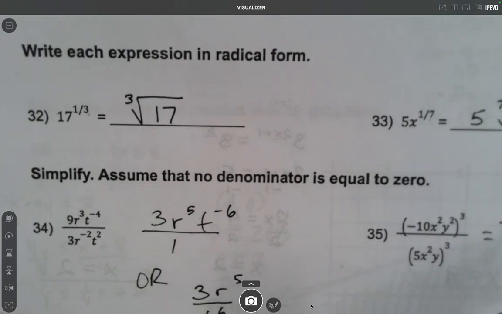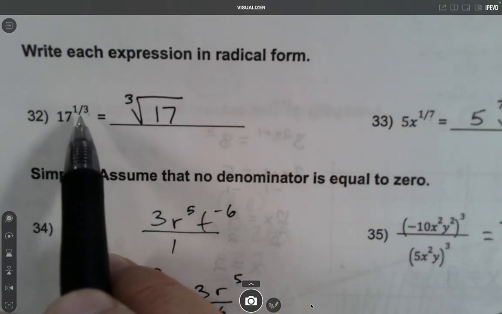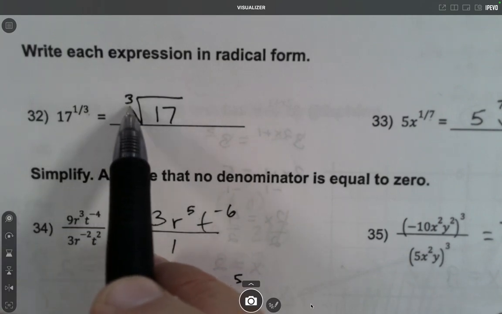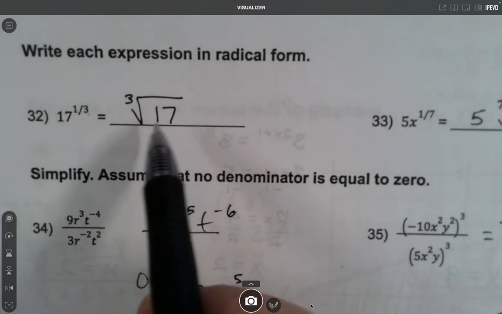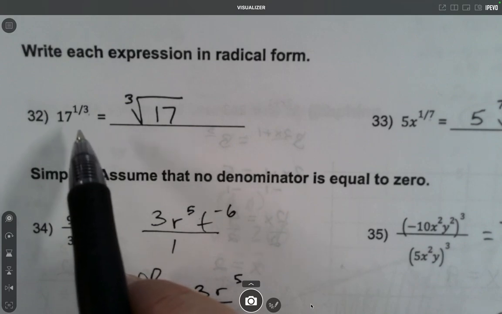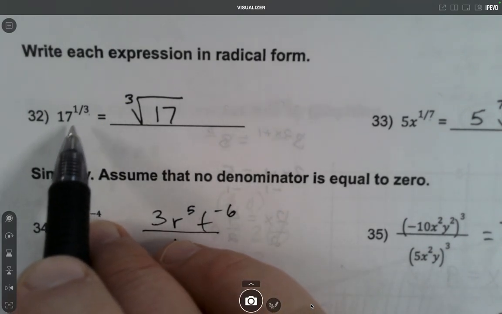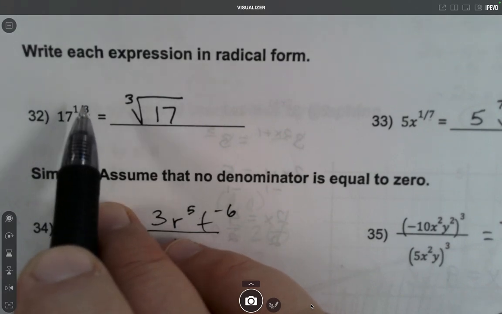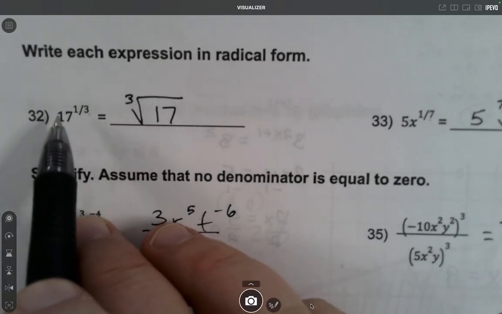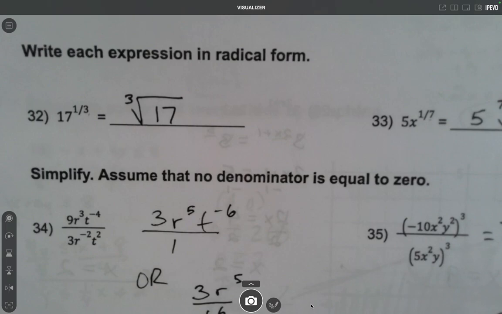When you have an exponent that's a fraction, the denominator of that fraction is the root that's happening. So these two things mean the exact same thing. 17 to the 1/3 power is the same thing as the cube root of 17. So when they write a fraction in an exponent, the denominator is the root, the numerator is the power, which just means it's 17 to the first power, but we have to take the third root of it.